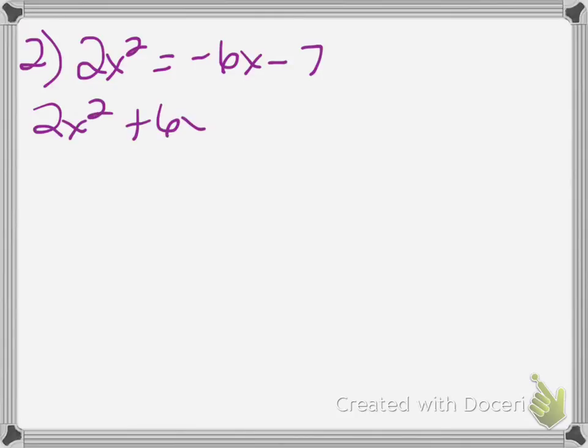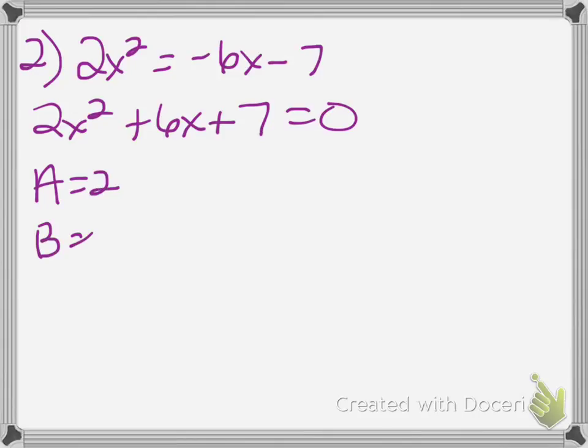So we're looking at example problem 2. I have 2x squared equals negative 6x minus 7. Again, like I said, solving with the quadratic formula, you do have to do it like factoring, where it must be set equal to 0 in order to solve. So I am going to move that 6x and 7 over. So A is 2, B is 6, and C is 7.